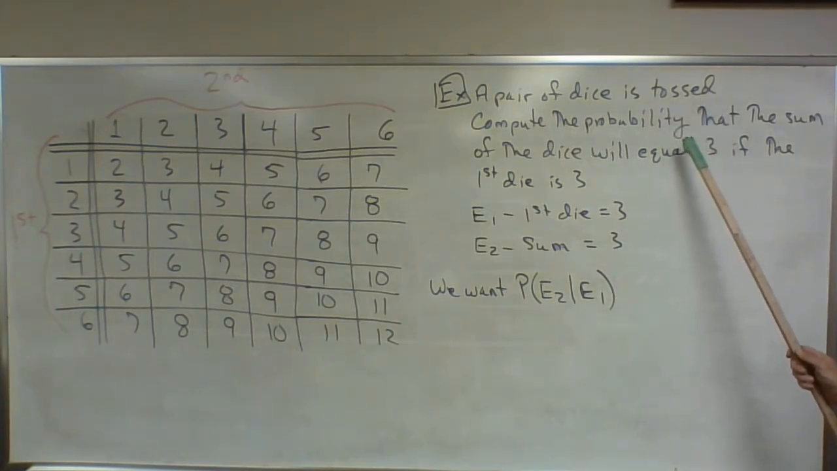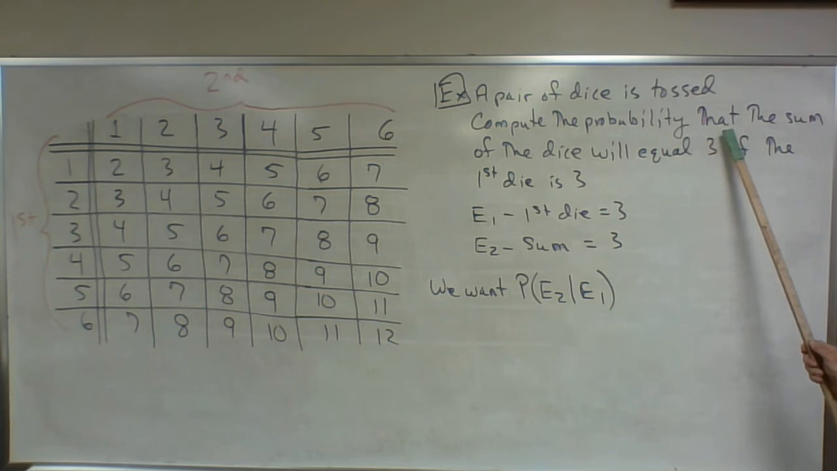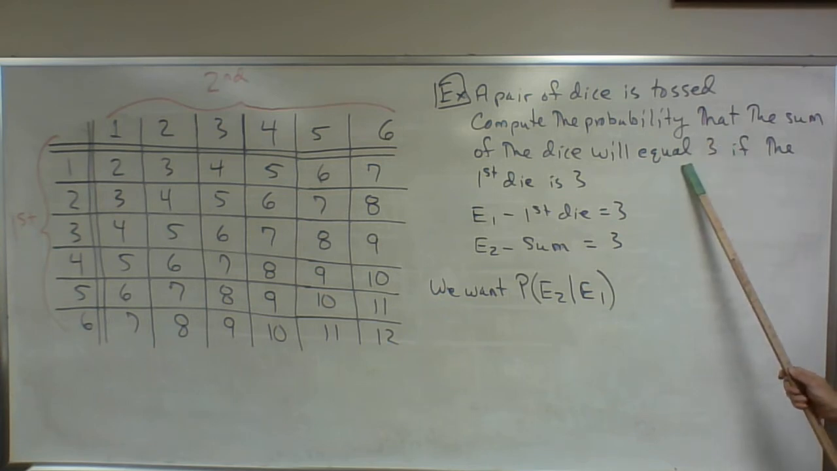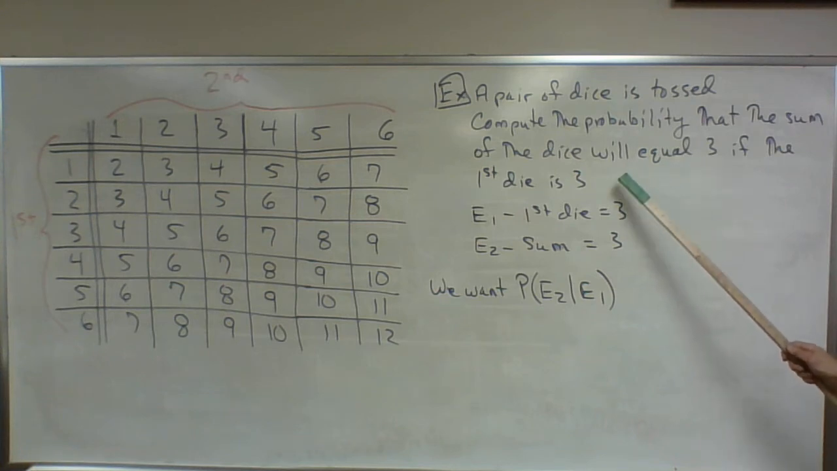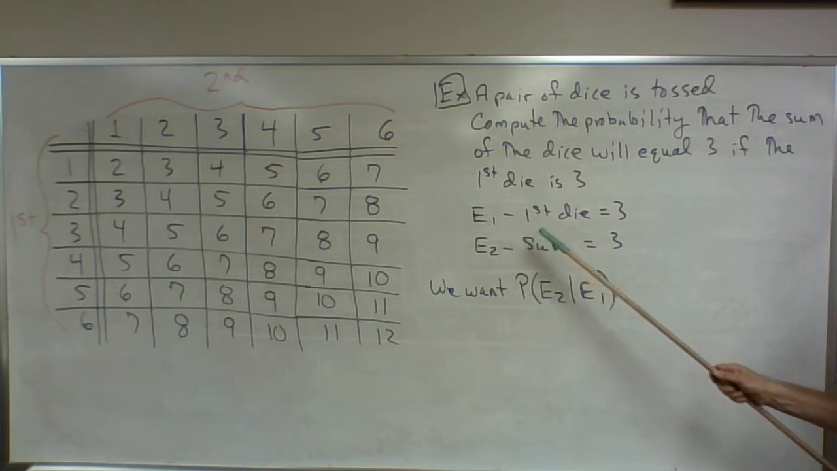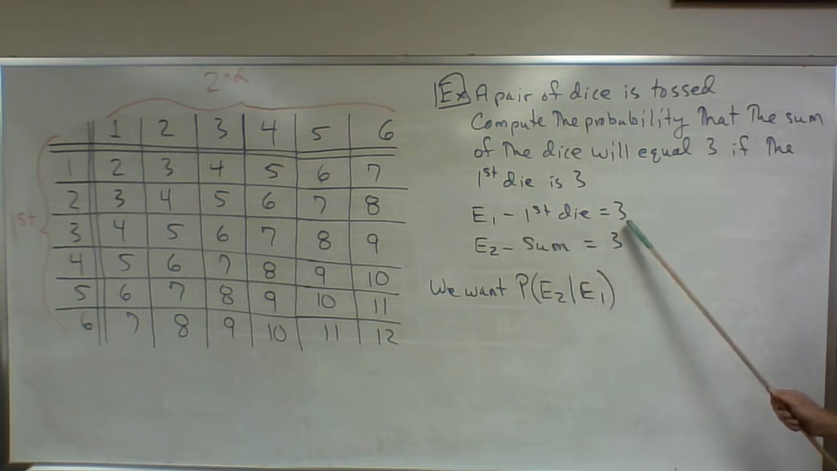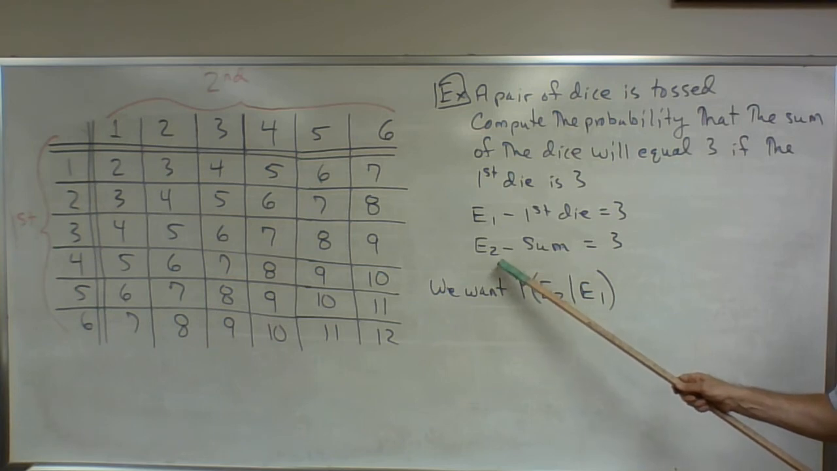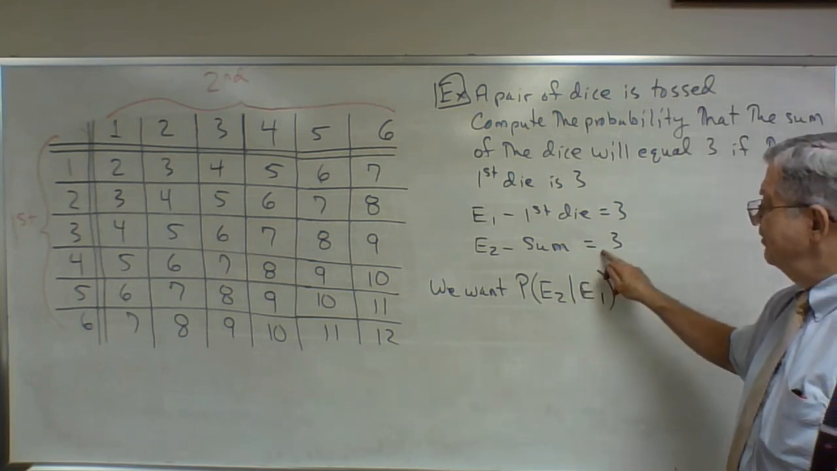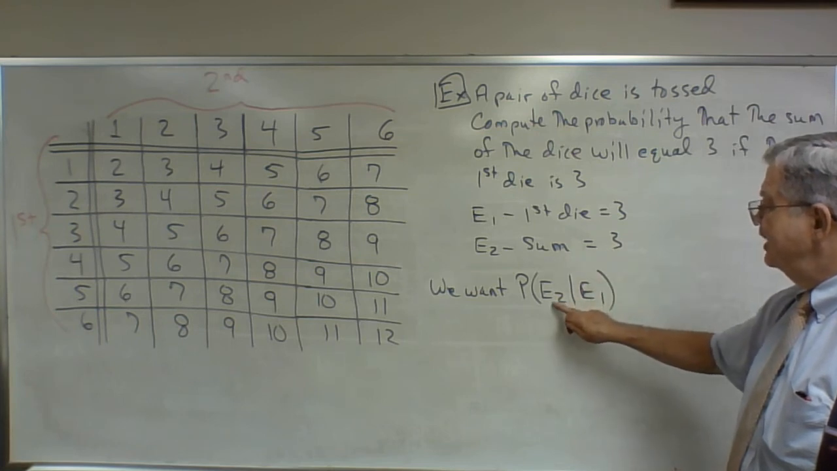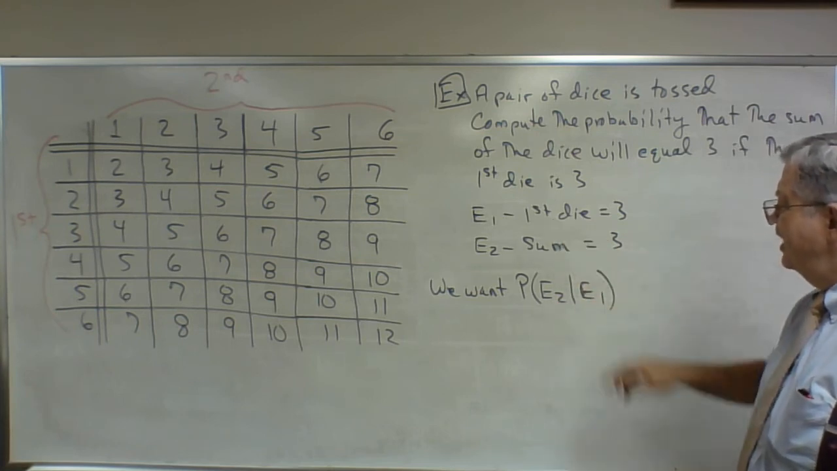A pair of dice is tossed. Compute the probability that the sum of the dice will equal 3 if the first die is a 3. So we'll let E1 be the event that the first die equals 3, and E2 will be the event that the sum of the dice equals 3. And we want the probability that the sum, E2, equals 3, given that the first die is 3.